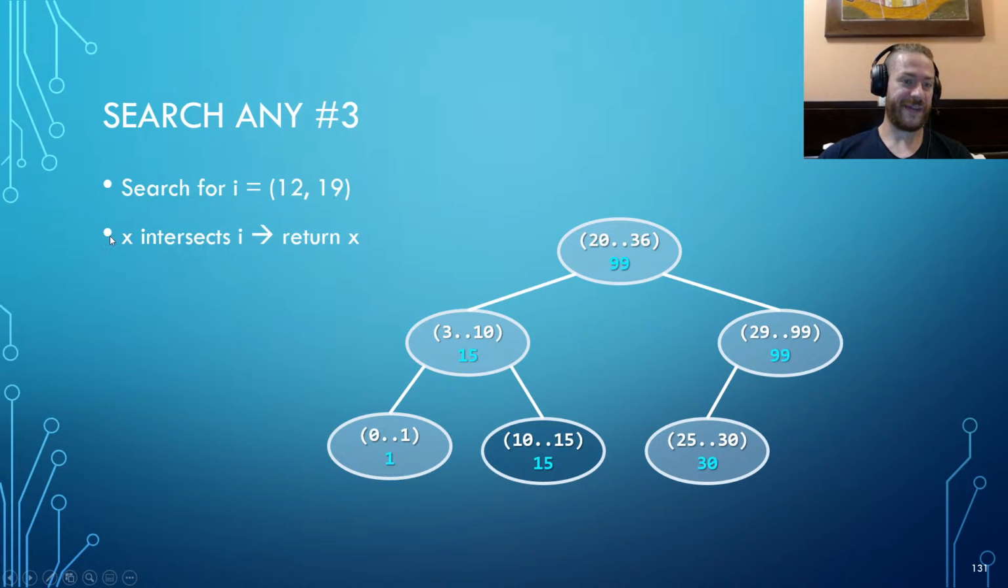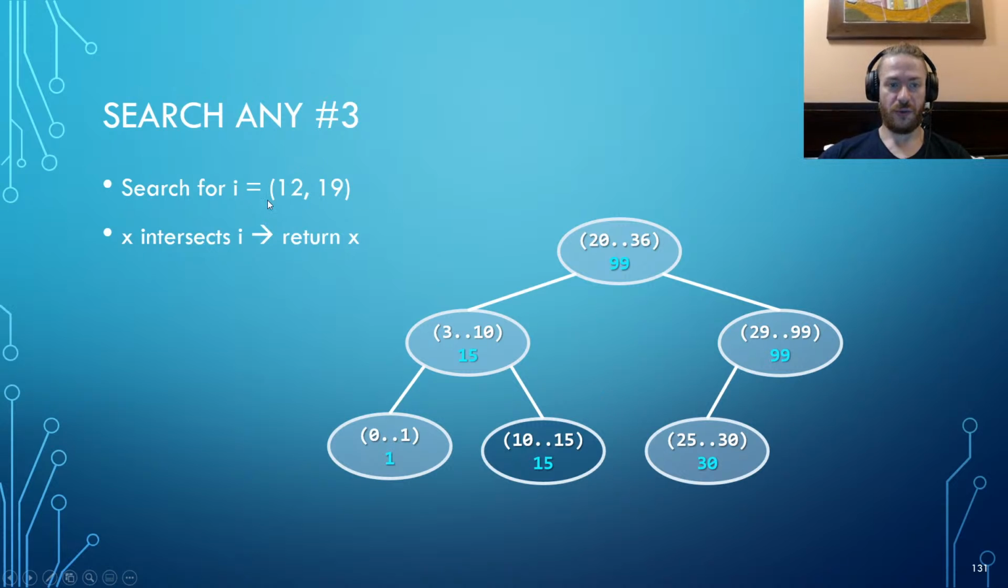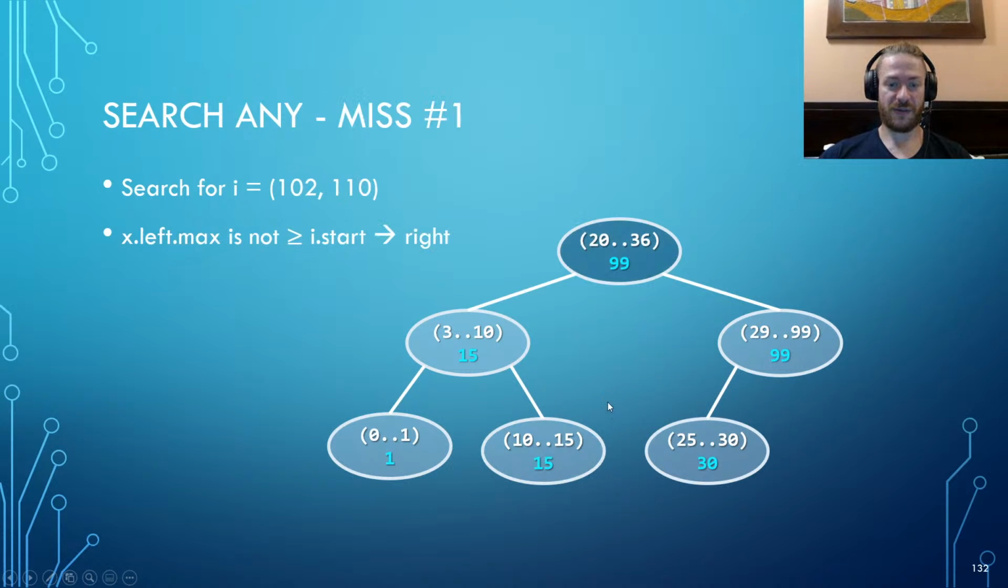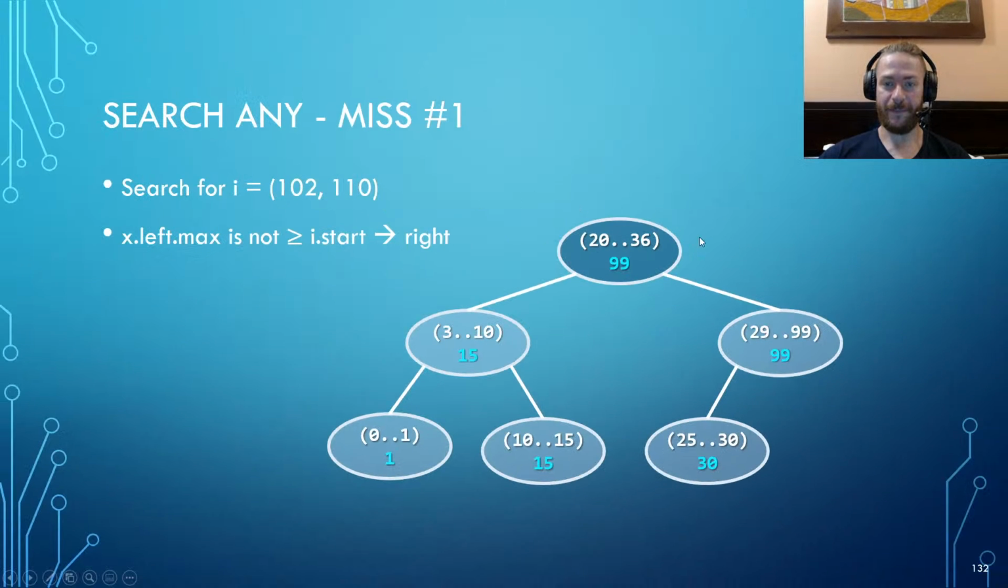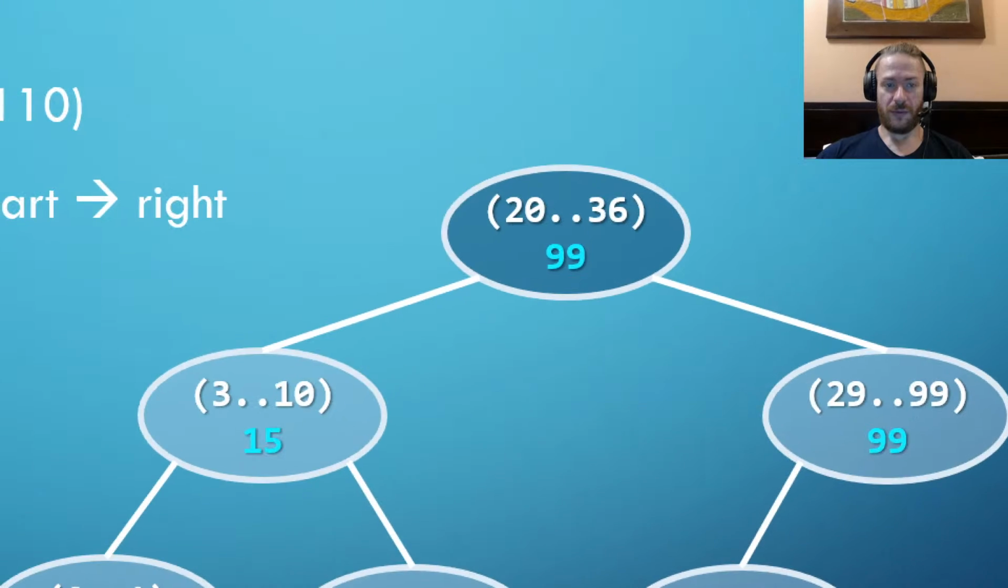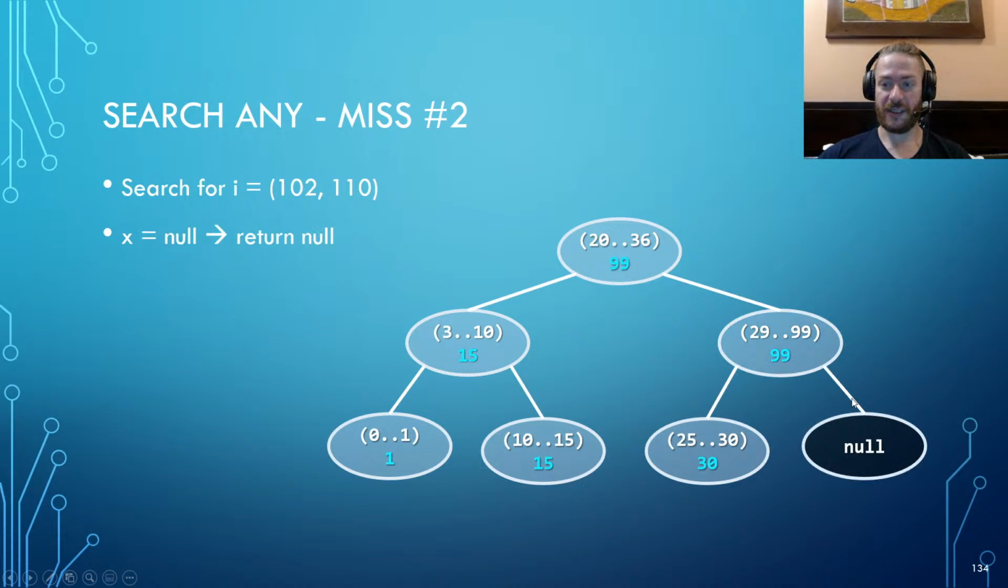If the interval intersects, we return it. So the 12, 19 intersects with that, so we need to return it. Another example is when we search, for example, from 102 to 110. So we check whether the left max is bigger than the start. Currently it is, so we go to the right. Then we check and go to the right. We hit a no, so the interval is not in the tree.